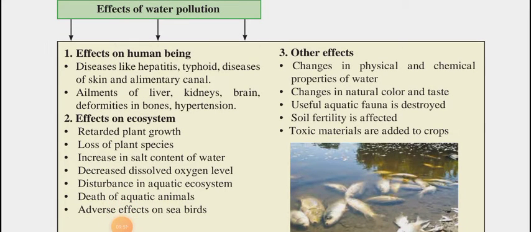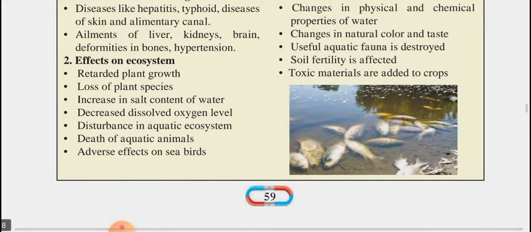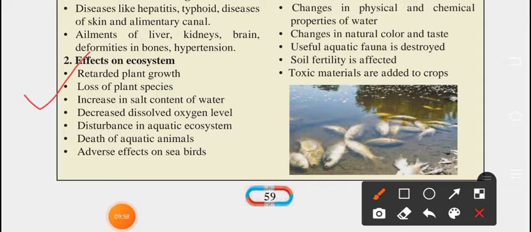Next, effects of water pollution on the ecosystem, how it is affecting the ecosystem. It retards plant growth, loss of plant species. Because if it retards plant growth, definitely we lose the species. Okay, plant species. Increase in salt content of water, decrease in dissolved oxygen level, disturbance in aquatic ecosystem, death of aquatic animals, adverse effect on seabirds.